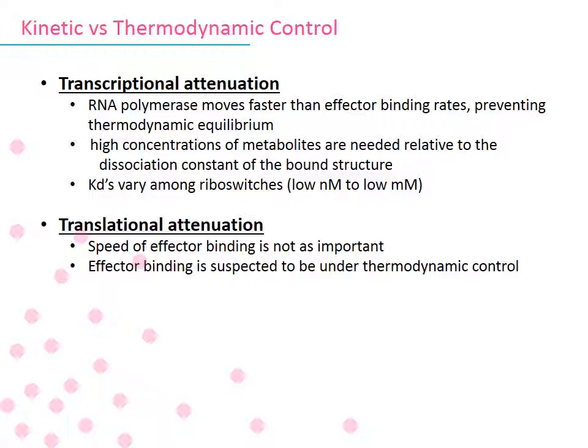If a riboswitch controls genes through transcriptional attenuation, it is believed to be under kinetic control, because the binding must be fast enough to compete with the RNA polymerase. For this to be so, a higher concentration of metabolites must be present in the cell relative to the KD value of the binding. If a riboswitch regulates through translational attenuation, the speed of the effector binding is not as important as the stability of the product. So generally, these riboswitches are under thermodynamic control.